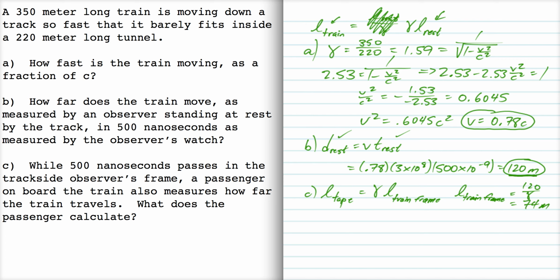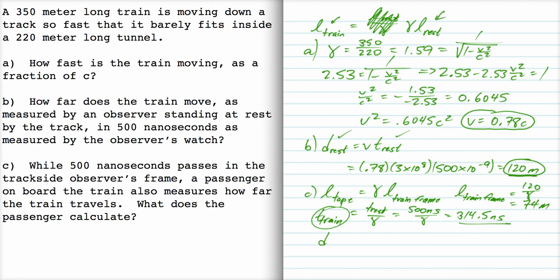Another way you could look at it is you could say, well, how much time passes on the train? Maybe this would be easier, because the time dilation isn't so bad. Well, the time measured on the train is equal to the time measured in the rest frame divided by gamma, right? Moving clocks run slow. Less time is going to pass in the train's frame. So I take 500 nanoseconds and I divide by gamma, and that gives me 314.5 nanoseconds. That's how much time passes in the train's frame.